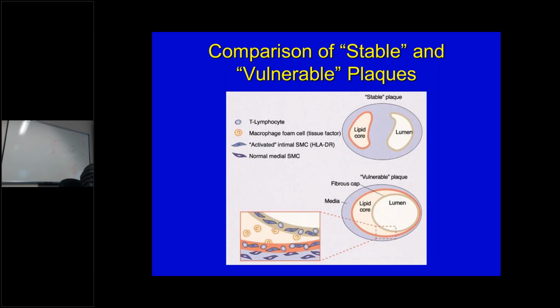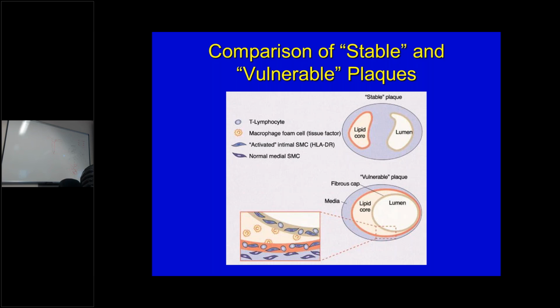So this is a comparison of your stable and unstable. With a stable plaque, you've got your lipid core, and you have your lumen, but it's not prone to that bleeding. But when you've got your lipid core that's surrounding your lumen, then that becomes vulnerable because you can have bleeding that then goes into the lumen, clots off, and then starts to block the lumen.